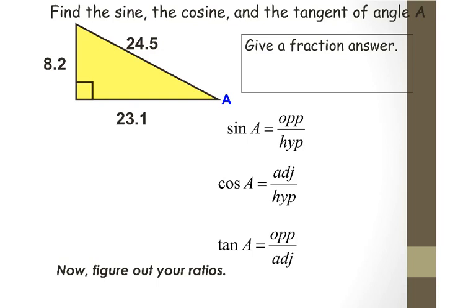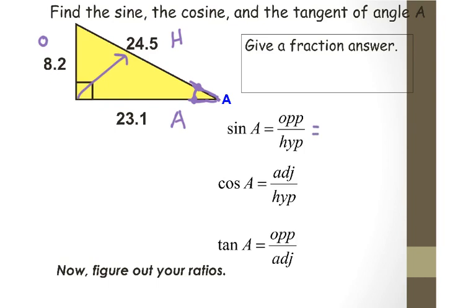Find the sine, cosine, and tangent of angle A. I'm going to start by marking my angle A. I know the two lines of the triangle that touch my angle A are my hypotenuse and adjacent. Always across from the right angle is hypotenuse, and the other one that touches my arc is adjacent, leaving the 8.2 to be my opposite.